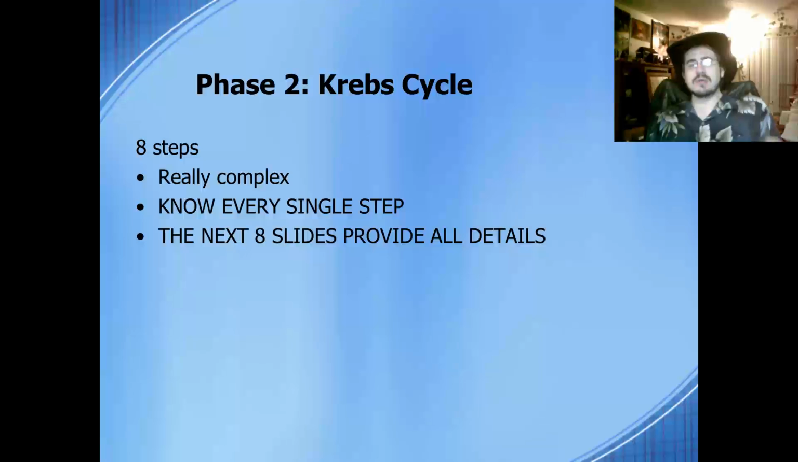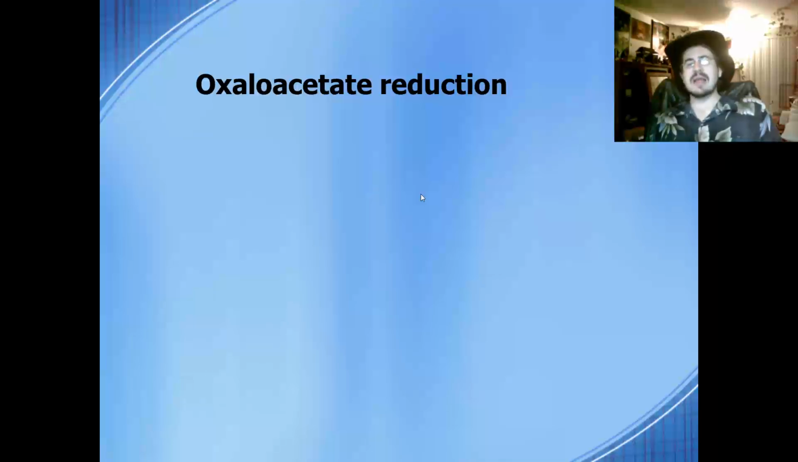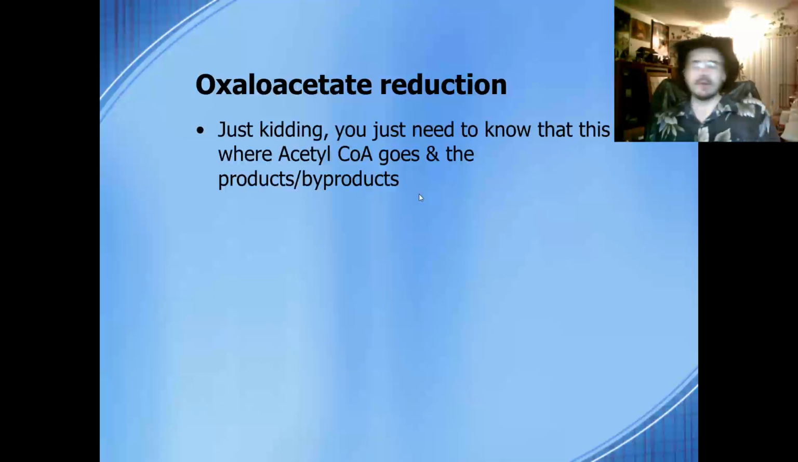So let's go slide by slide. One slide per step. So this is the 8 steps here. 1, 2, 3, 4, 5, 6, 7, 8. And we need to talk about what's happening in each step. So with step 1, we have oxaloacetate, and we need to convert it into citrate. So step 1 is oxaloacetate reduction. How does that work? I don't care.